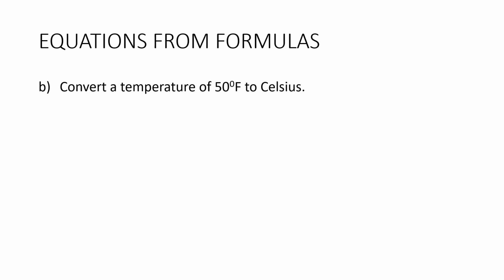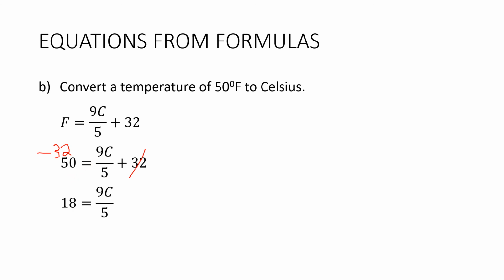Now let's have a look what happens when we convert a temperature of 50 degrees Fahrenheit to Celsius. Instead of substituting in here, we're substituting in here. Can you see how that's an equation? Now we need to undo the 5 and the 9 and the plus 32 in order to get C by itself. Let's start by moving this plus 32. So it comes over as minus 32. Rewriting it, we get 18 is equal to 9C over 5. And then moving this divide by 5, we get times by 5.